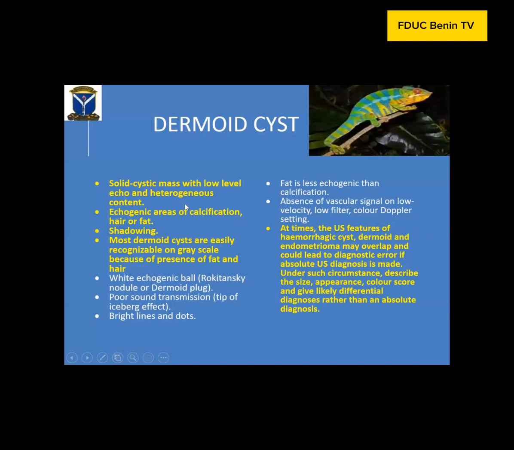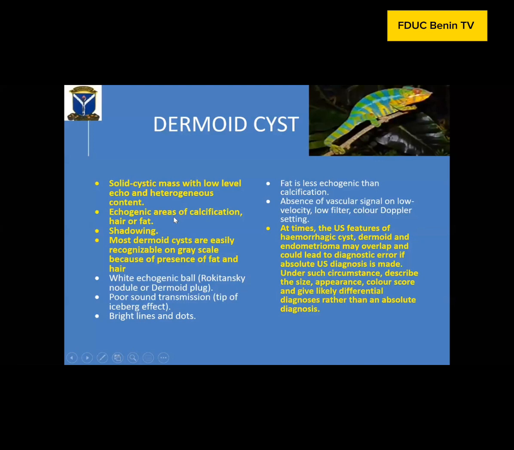Dermoid cyst generally is a solid cystic mass. Usually, dermoid cyst has echogenic areas of hair, fat, or calcification and shadowing. These are the three features that are peculiar to dermoid. Once you see these features, there's no need to query. What you are dealing with is dermoid.